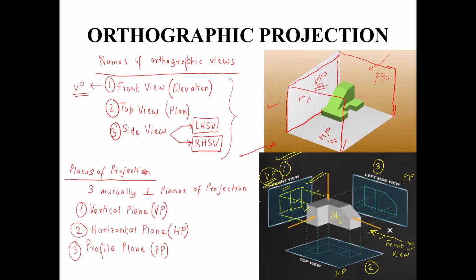So the projectors which come into existence when you are looking at the object from the front will hit only the vertical plane perpendicularly. And that is why you will get the front view of the object on the vertical plane. Since the vertical plane contains the front view of the object, sometimes the vertical plane is also called the frontal plane.